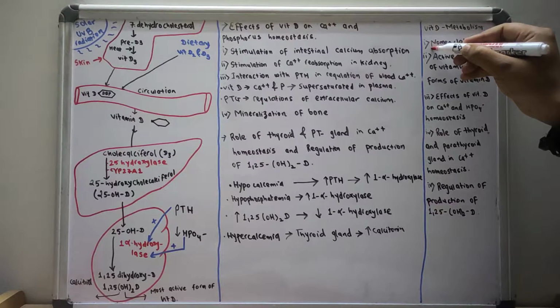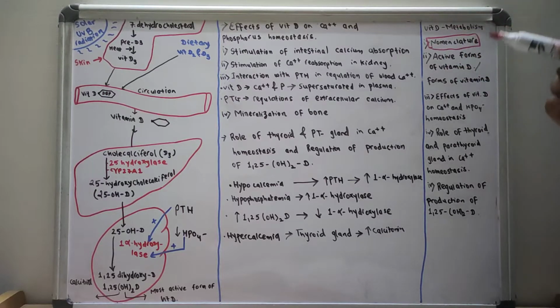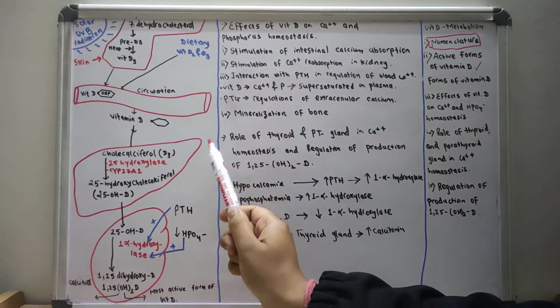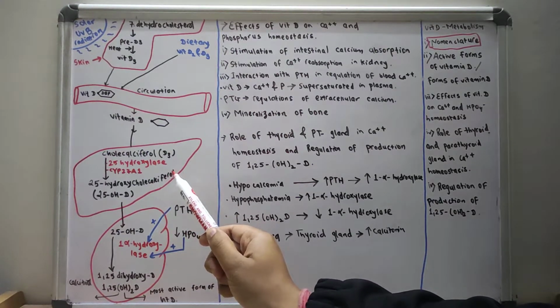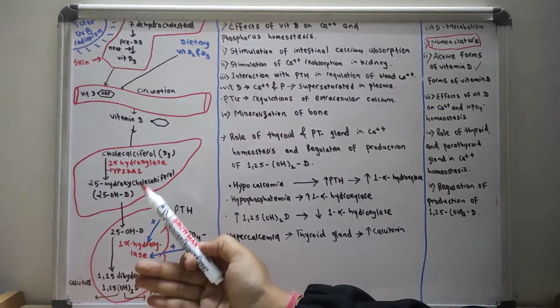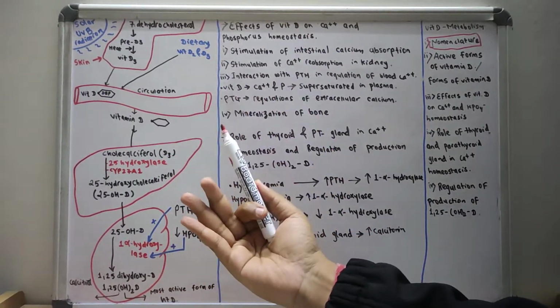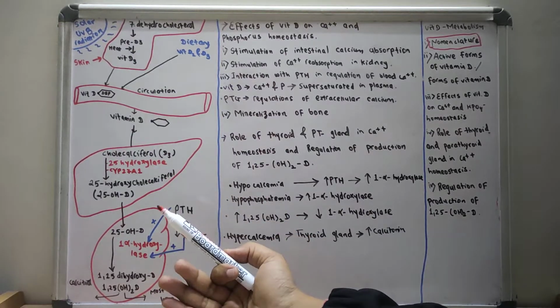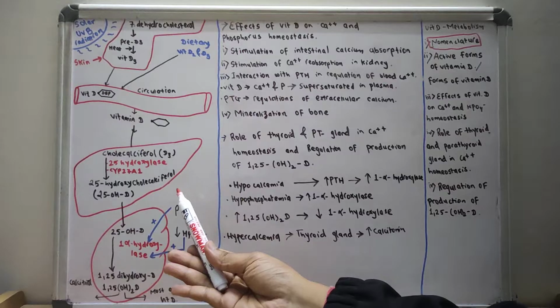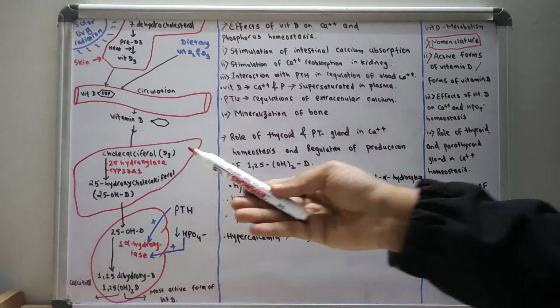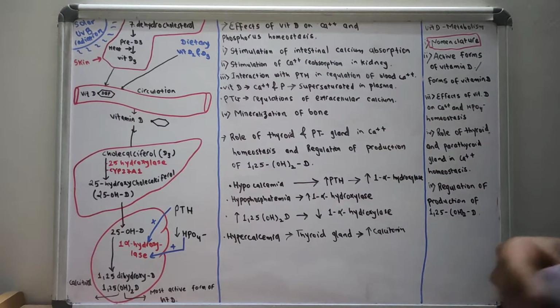Now let us discuss various nomenclature. You have to know that vitamin D3 is also known as cholecalciferol, and 25 hydroxy cholecalciferol is also known as 25 hydroxy vitamin D. So whenever I say vitamin D3 or cholecalciferol, it is the same thing. Whenever I say 25 hydroxy vitamin D, it is equal to 25 hydroxy cholecalciferol. And 1,25 dihydroxy vitamin D is also known as calcitriol, or you can say 1,25 dihydroxy cholecalciferol. So again, in the nomenclature, don't get confused.